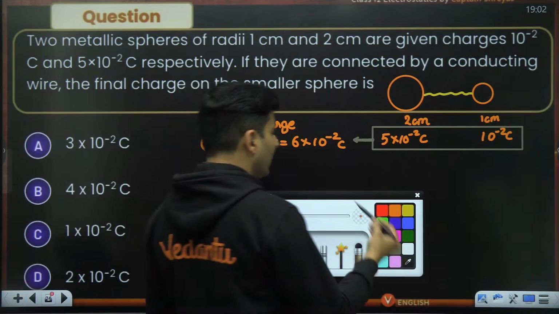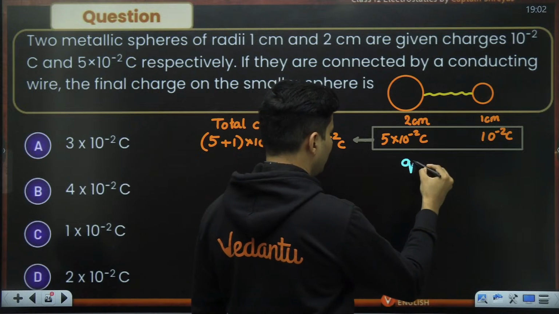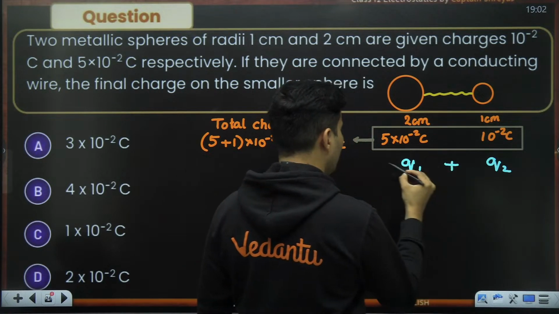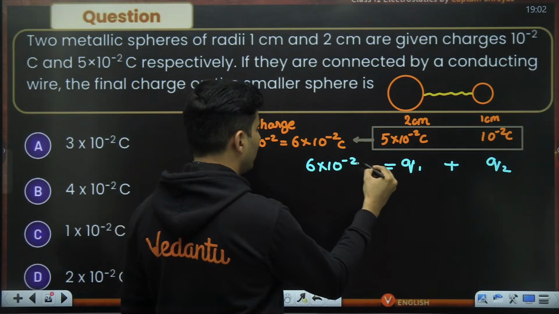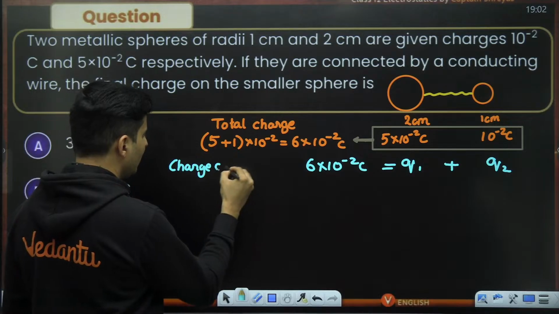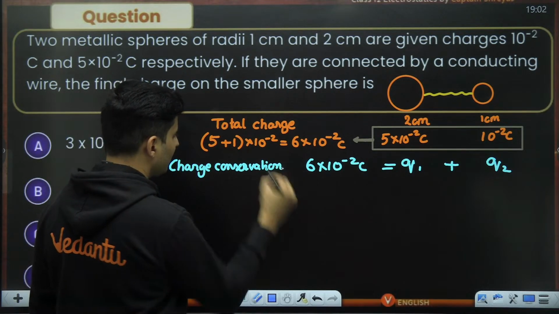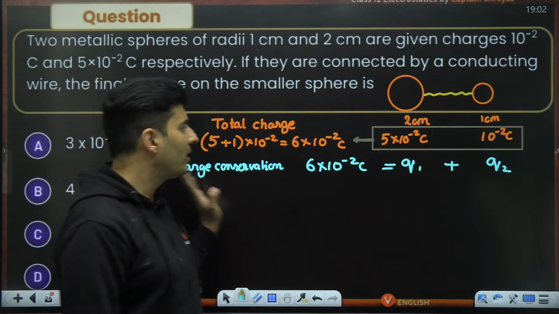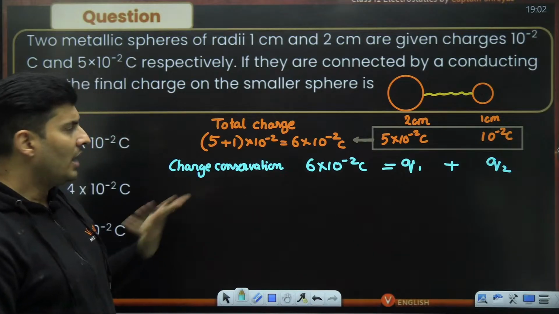Why am I calculating the total charge? Because I know eventually what will happen is the charges will get distributed, maybe Q1 over here, Q2 over here, but Q1 plus Q2 will still be 6 into 10 to the power minus 2 coulomb. This is simply because of charge conservation, which we have learned. Charge conservation principle. The total charge of the system should be conserved. Oh, perfect, sir. What is Q1, sir? What is Q2, sir?